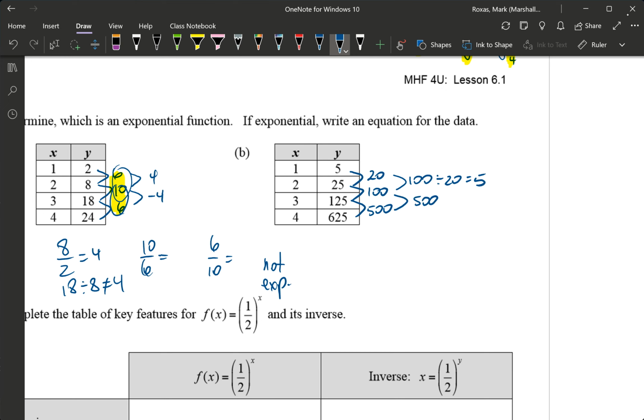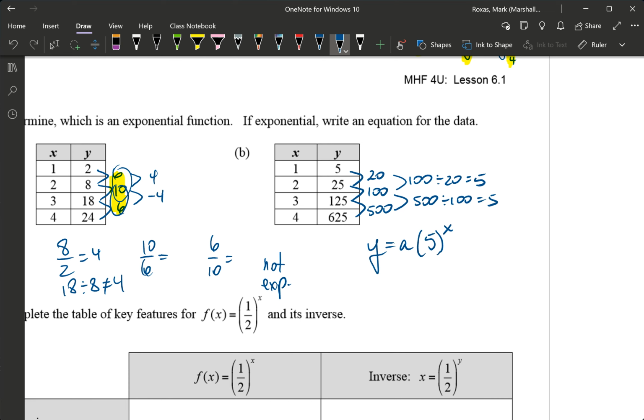And 500 divided by 100 is 5. Common ratio of 5. So the first difference is increased by a factor of 5 each time. So this is going to be an exponential function, and your base is going to be 5. Okay, and so for base 5, we can say here y equals a times 5 to the x.